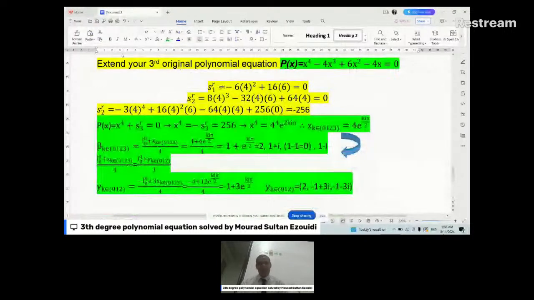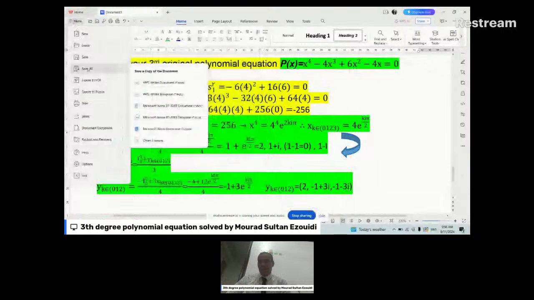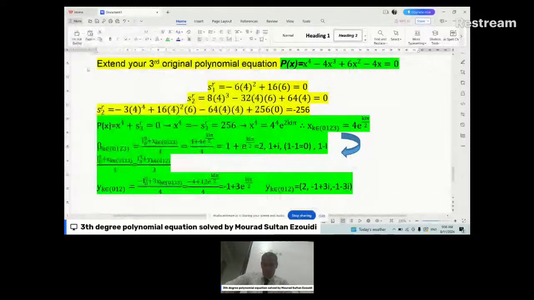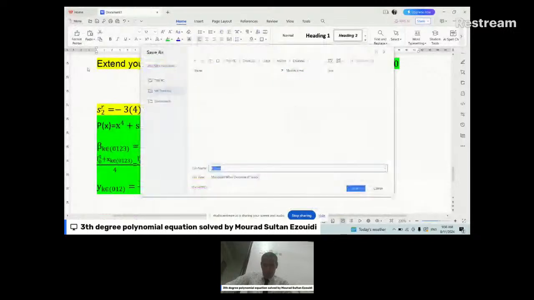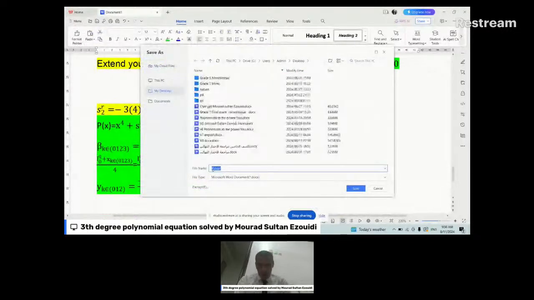I will save this as third degree equation. Third degree polynomial equation solved by Mourad Sultan Ezouidi.